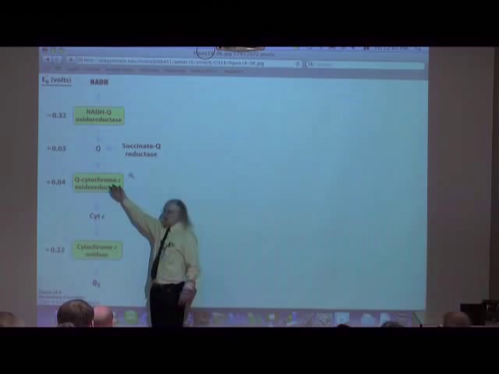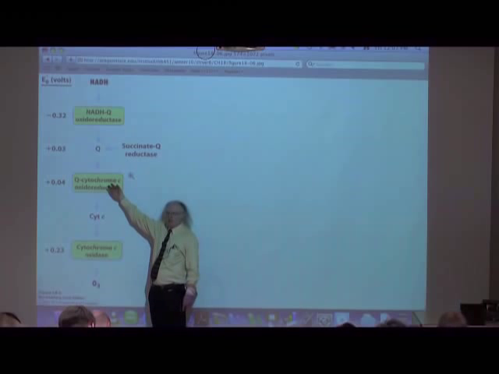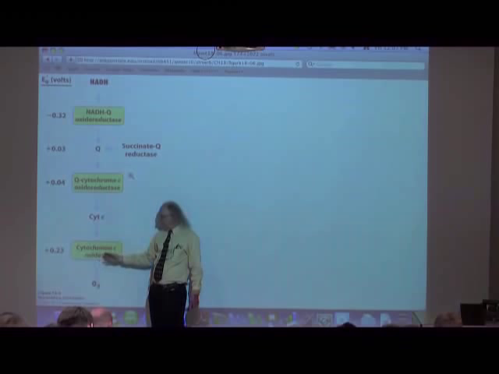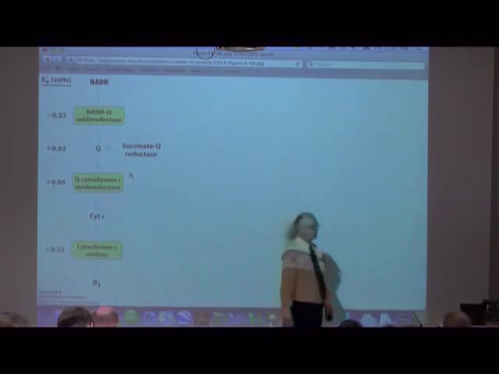I'll let you guys tell me what we should call this. Complex 3. Okay? And that's what we'll call it. This is complex 3. Cytochrome C doesn't have another name. It's still called cytochrome C. So we've got a Q and we've got a cytochrome C. And down here, of course, we've got complex 4. So that's the flow of electrons.